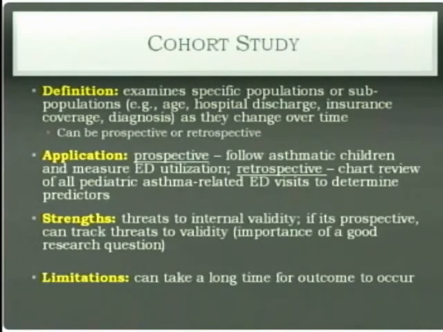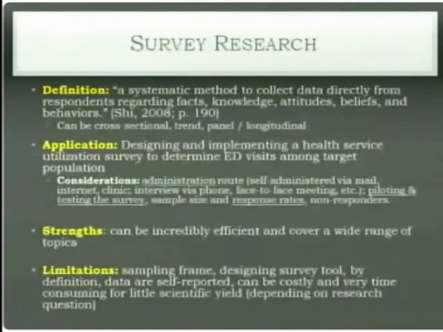A limitation is, unfortunately, probably not for this population, but it can take a long time for your outcome to occur. You may be waiting months or years if this is a rare outcome, which is not the case here, but in some of the clinical examples that you all are interested in, you might have to wait a long time for it to happen. So having a group that already has the outcome and then looking backward, more like a case control study, might be more desirable.